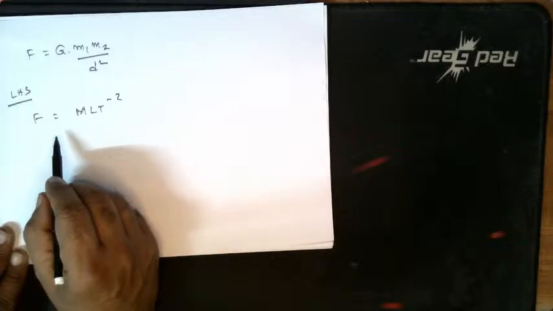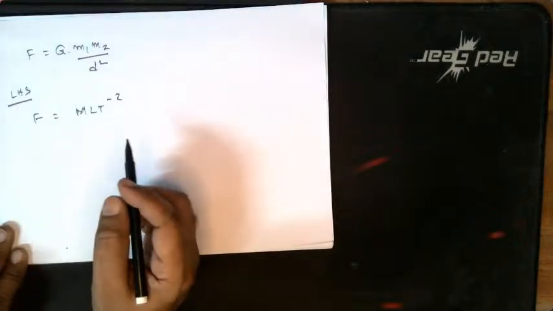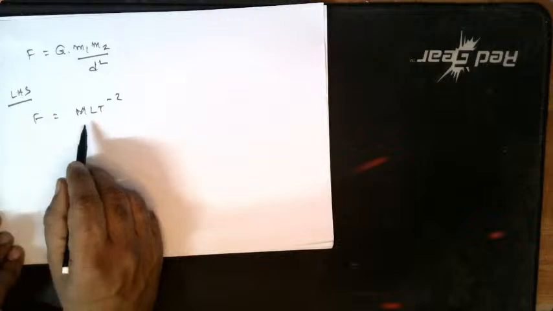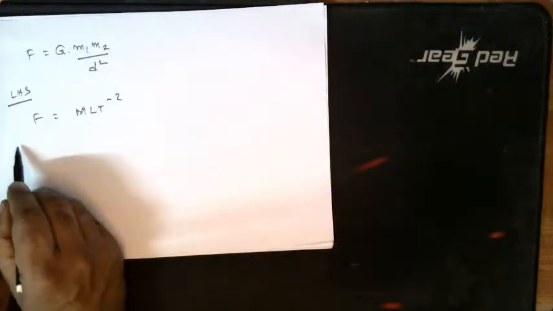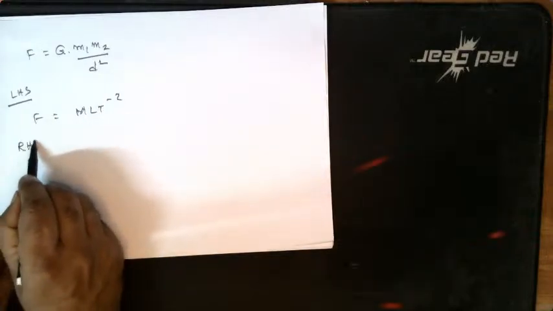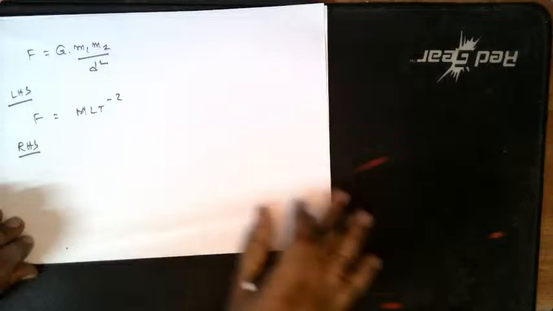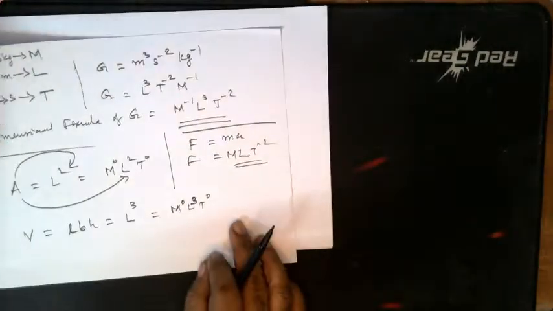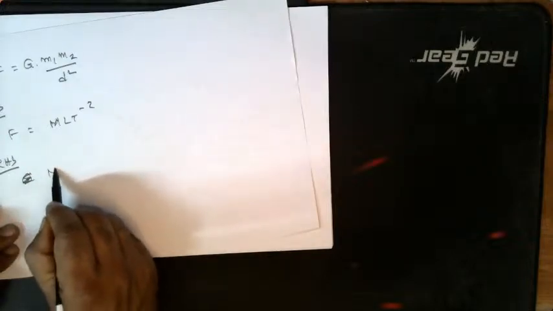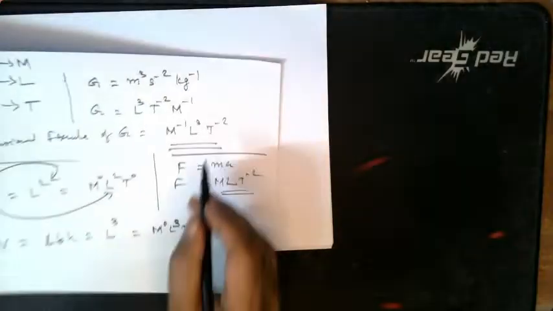Okay? Second is, velocity is LT power minus 1. This is LT power minus 2. And then RHS. Shall we take RHS? Yes, sir. Now what is the G? We already derived the dimension formula for this. You can make use of this. M power minus 1 L cube T power minus 2. Correct?